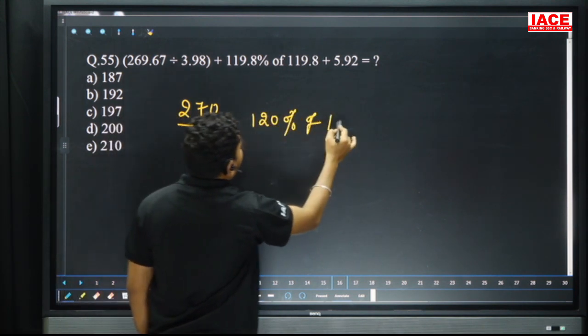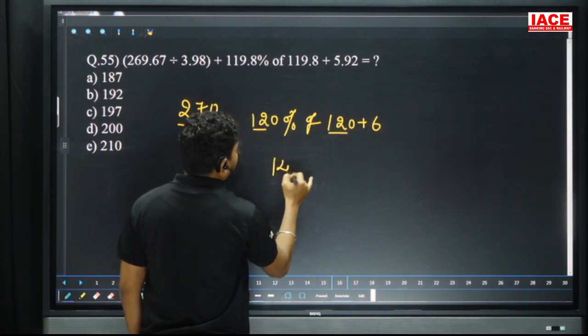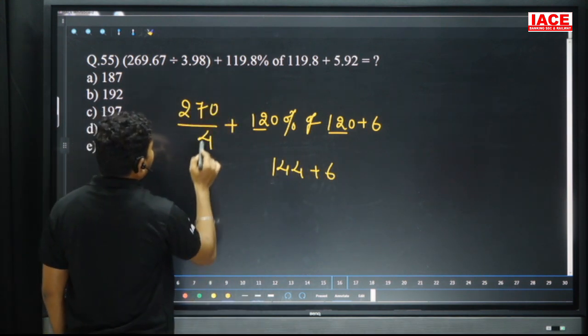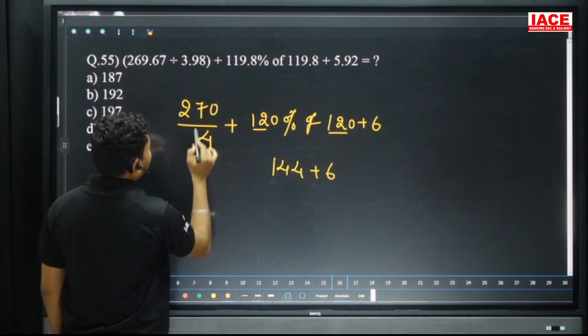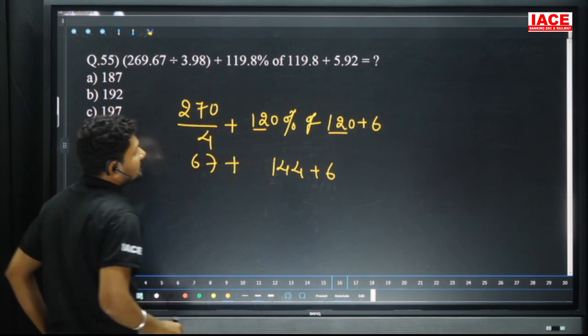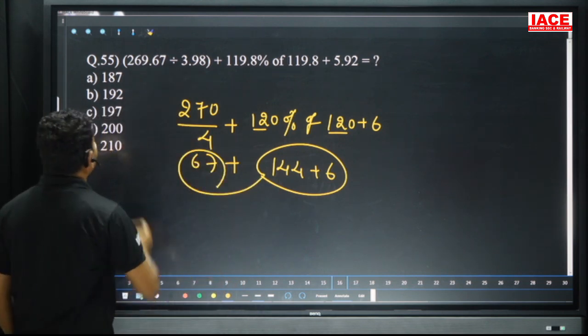Next, 269 point we can write 270 by 4 plus 120 percentage of 120 plus 6. 12 12s are 144 plus 6 and 4 is going to cancel. 4 how many times? 4 6s are 24, 4 6s are 24, remaining is 30, 4 7s are. Almost we will get 67. Here 150, 150 adding to 67 we will get 197. Option is C.